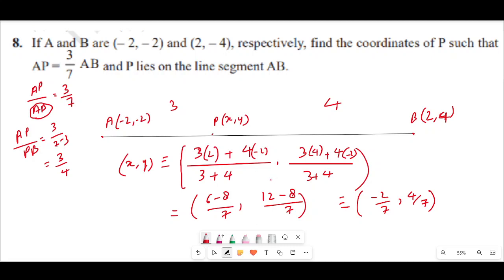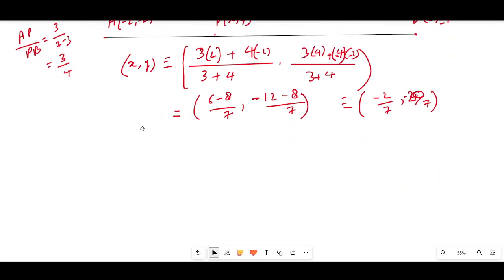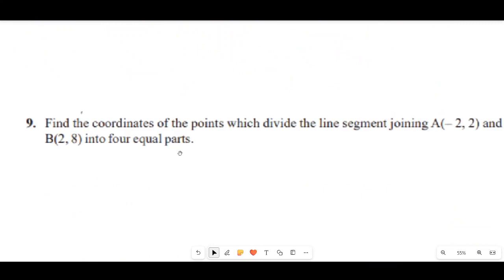Clear? Any mistake? Here the coordinate given is (2, -4), so for y that will be -4 as well. If this, then this will be minus, and here it will be 20, so -20 by 7. Clear? So that is the answer. Now move on to question number 9.